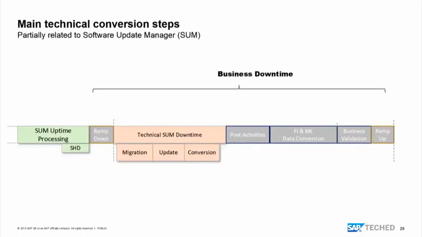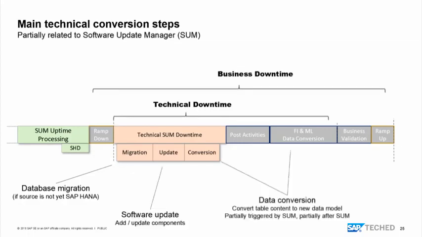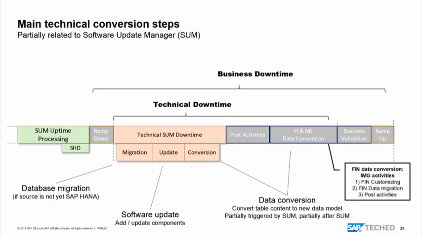A short look at the main blocks of the technical conversion. We have on the left-hand side the uptime processing, that's why it's written in green, where SUM is preparing something, creating the usual shadow repository to have less activities in downtime. Then we have the ramp down. The technical SUM downtime consists of the migration if the source is not yet HANA. Then we have the update part like structural adaptations, and we have the conversion part that is partially executed by the software update manager and partially to be executed afterwards. So especially the Fin migration has to happen after the SUM run is finished, in the IMG. So customizing activities, and then you trigger the data migration for Fin data afterwards.